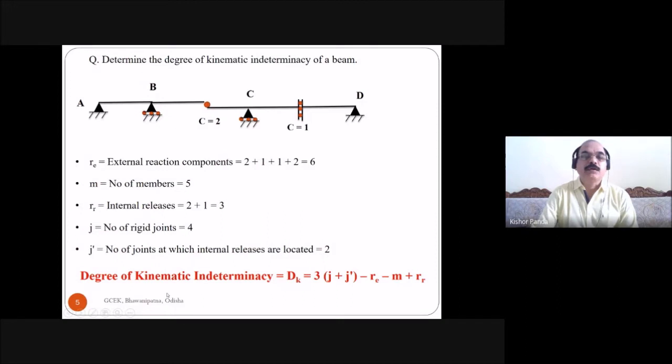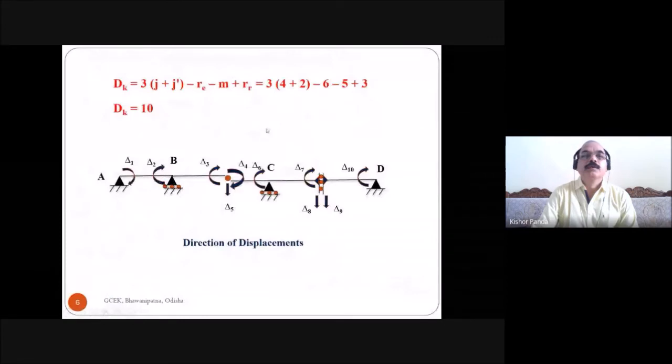Then find out the degree of kinematic indeterminacy. Dk is equal to 3j plus z' minus re minus m plus rr. Here you put Dk is equal to 3 times 4 plus 2 minus 6 minus 5 plus 3. So Dk is equal to 10. The degree of kinematic indeterminacy of the beam is equal to 10.